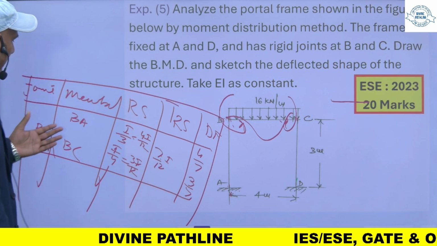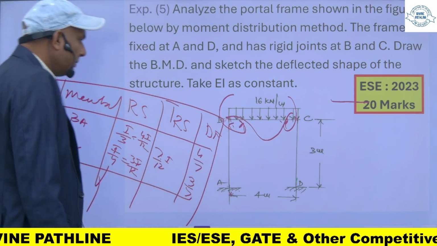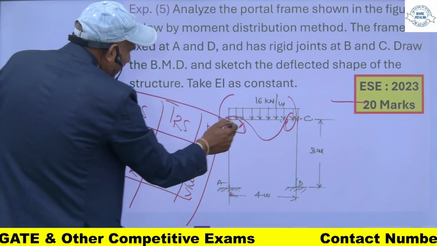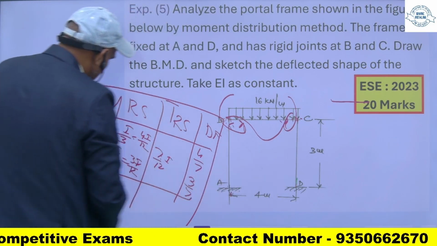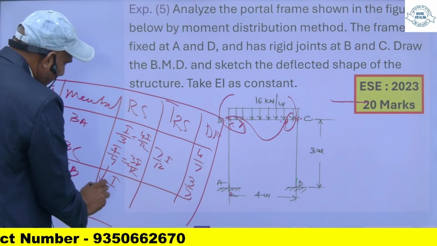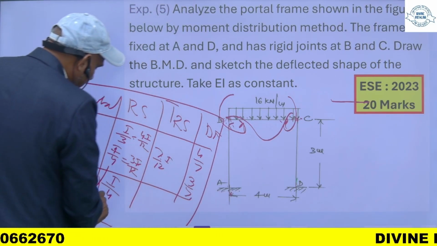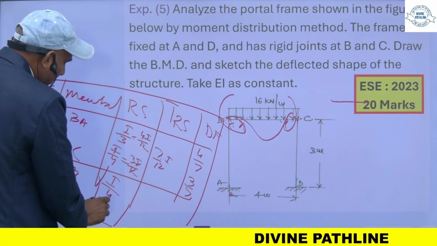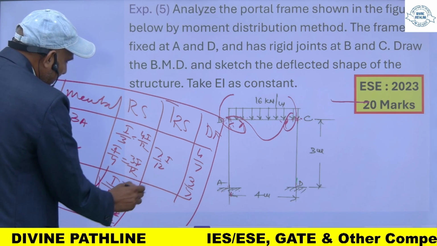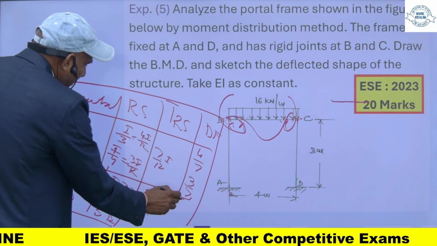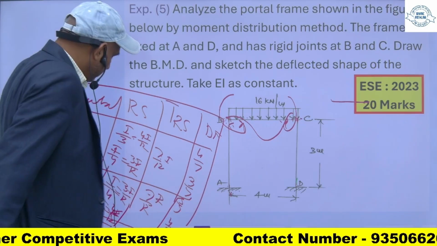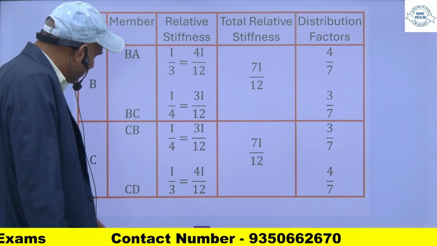तो ये मेरा डिस्ट्रीब्यूशन फैक्टर हो जाएगा बी ए के लिए और बी सी के लिए। सिमिलरली फॉर ज्वाइंट सी, इसके लिए मेंबर क्या होगा, सी बी और दिस सी डी। सी बी के लिए रिलेटिव स्टिफनेस I अपॉन दिस लेंथ और दिस I अपॉन 4। तो टोटल क्या होगा, अगेन इसको 3 से मल्टीप्लाई करेंगे, इसको 4 से मल्टीप्लाई करेंगे, सम विल बी 7 I अपॉन 12, दिस विल बी 3/7 और दिस विल बी 4/7। तो ये मेरे डिस्ट्रीब्यूशन फैक्टर आ गए, these are the distribution factors.